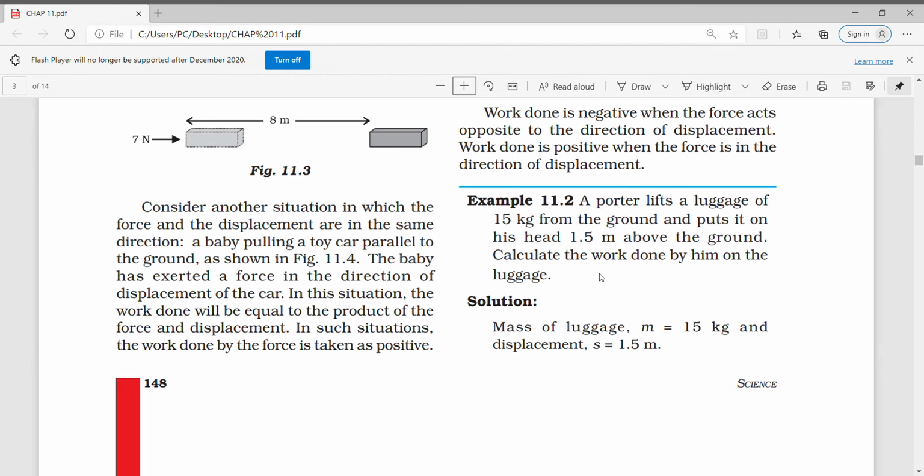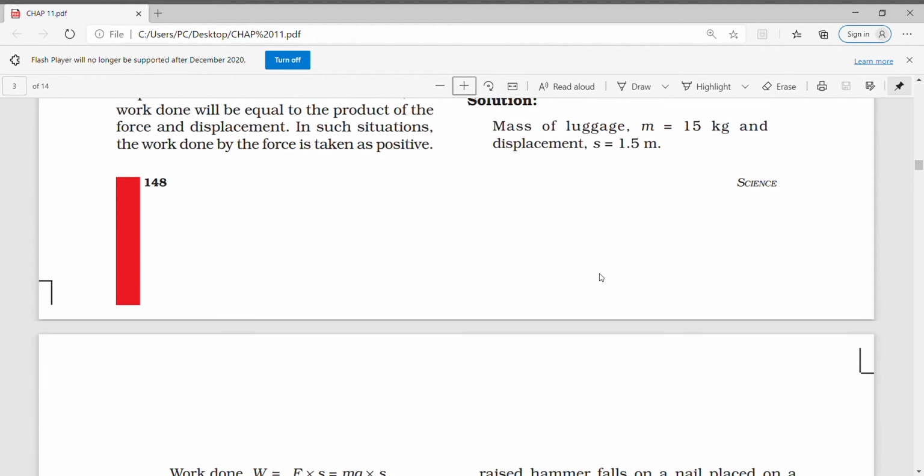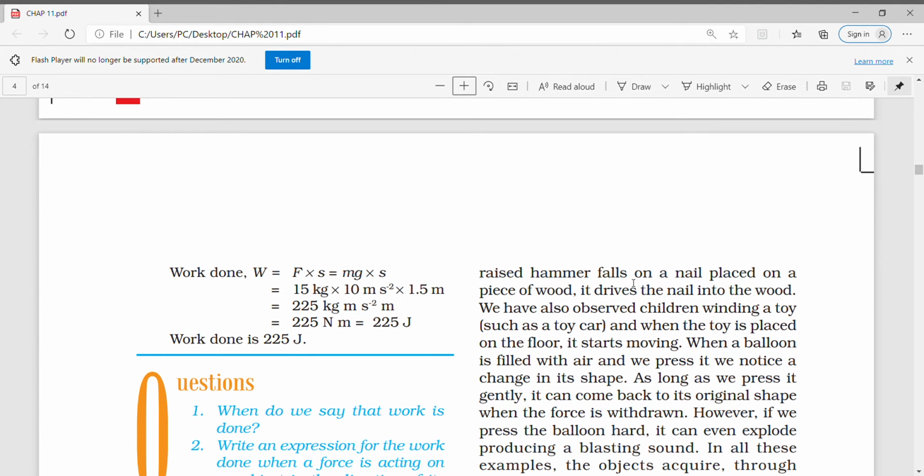So in this case, the force will be equal to the weight of the luggage, and the weight of the luggage is given by the formula mg. As you can see, the formula for work done is force into displacement, but here force is equal to mg. Why mg? Because this much force is required to lift the luggage up, whose weight is given by this formula mg. So F will be mg and S is the displacement in the upward direction.